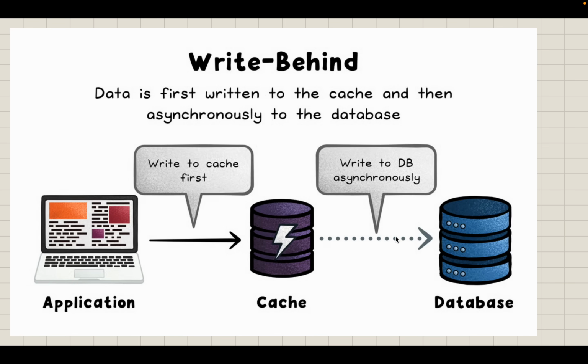For example, writing to a log, right? Writing to a log can be delayed a little bit. But there is one challenge with this kind of architecture: if something happens to the cache before syncing to the database, then we will lose the data. So you have to take care of this kind of critical situation also.